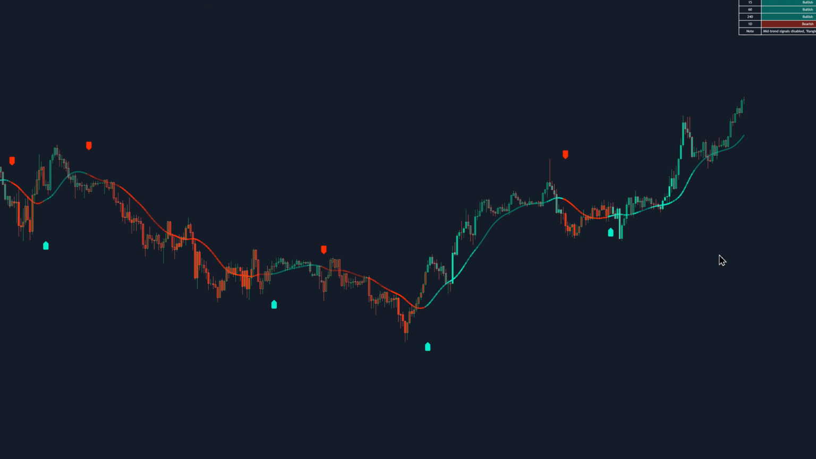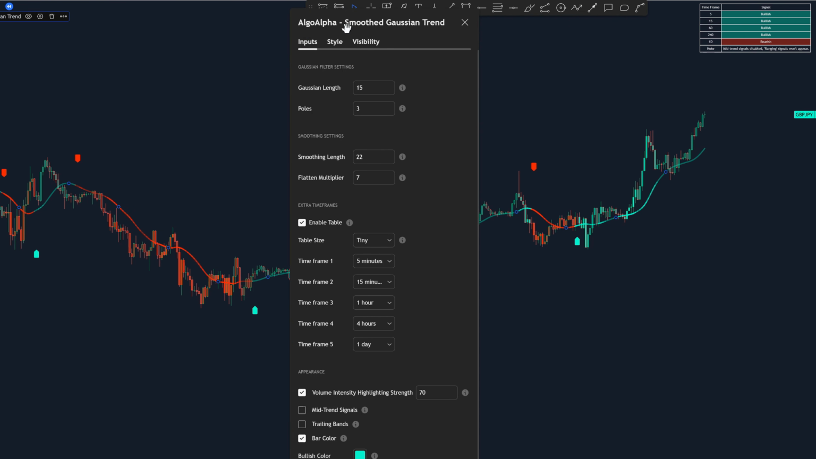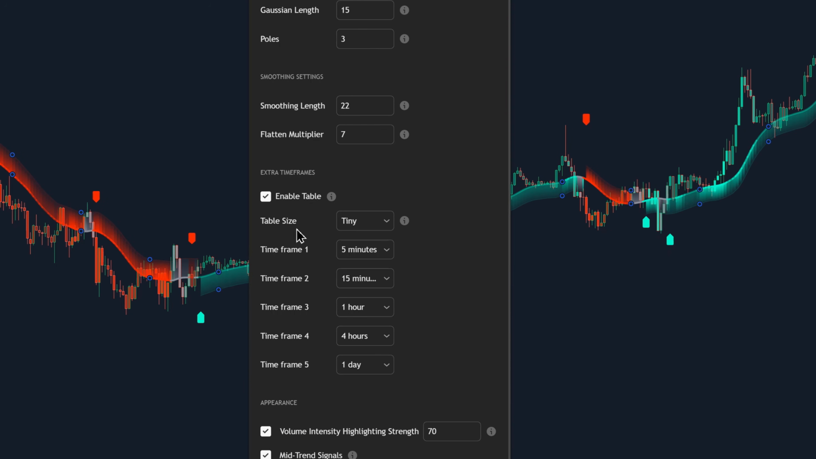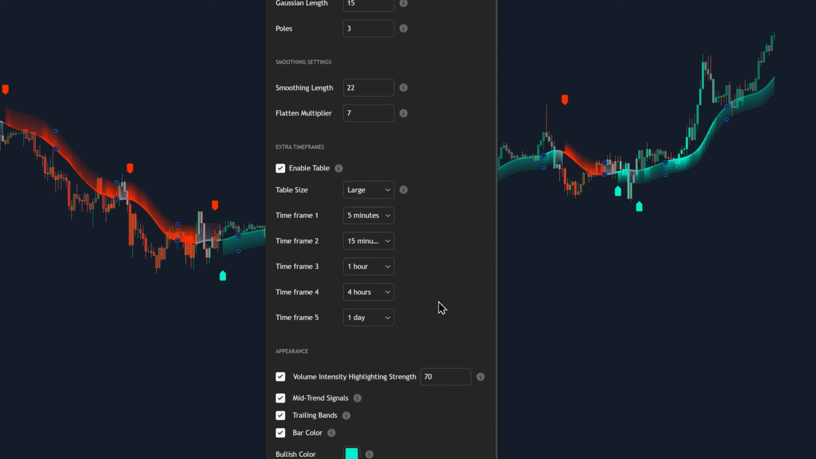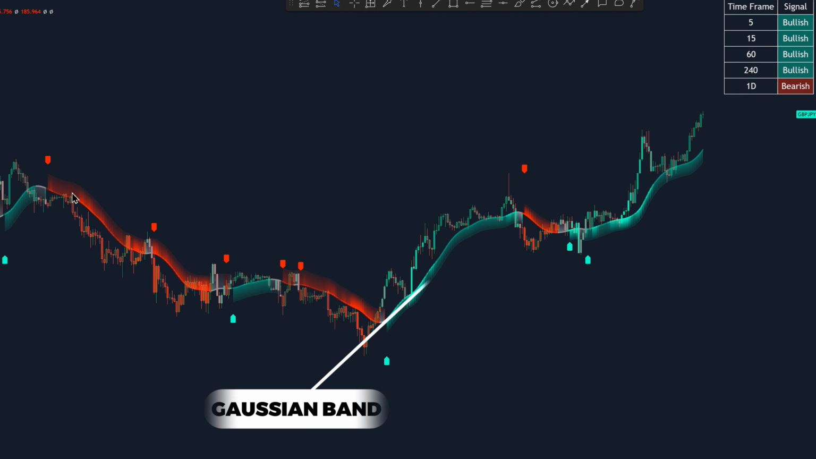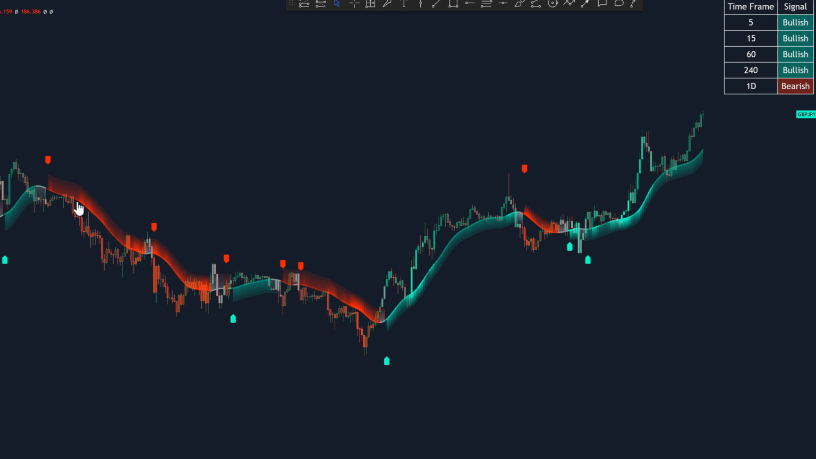Now, in order to explore the components of this indicator, we first of all need to access its settings. On the Inputs tab, we want to activate these two disabled components, the mid-trend signals and the trailing bands. Right here, we need to change the table size to large. After that, click OK. The first component of this indicator is the Gaussian band, also known as the trend ribbon, which changes color between green for bullish trends and red for bearish trends.